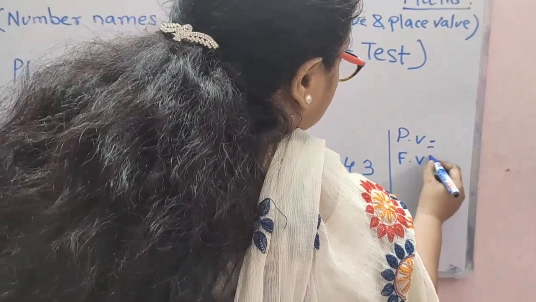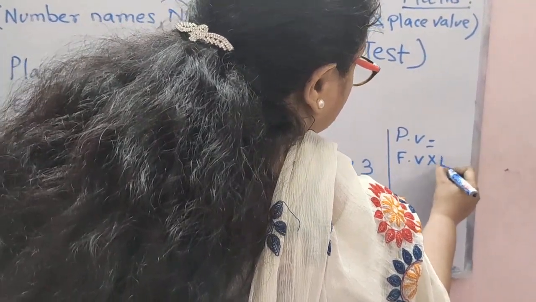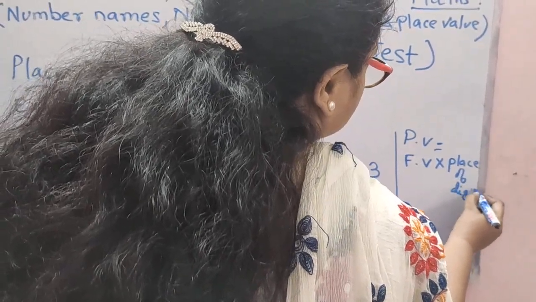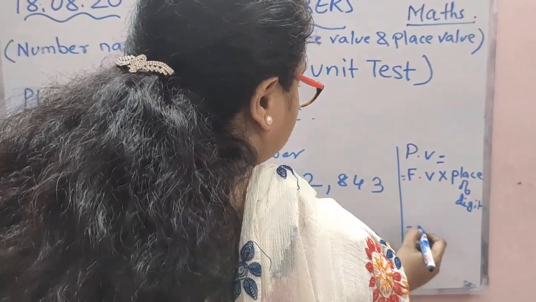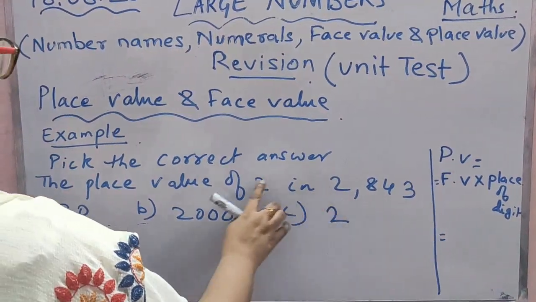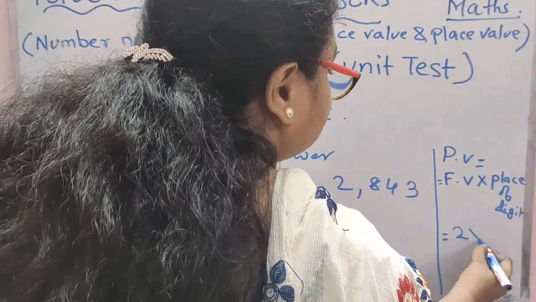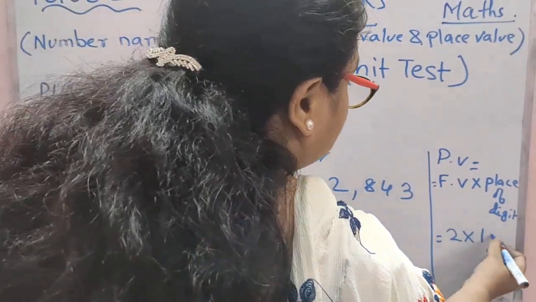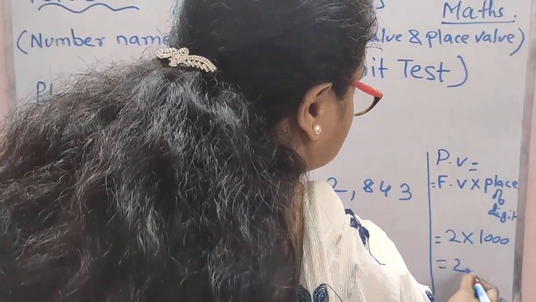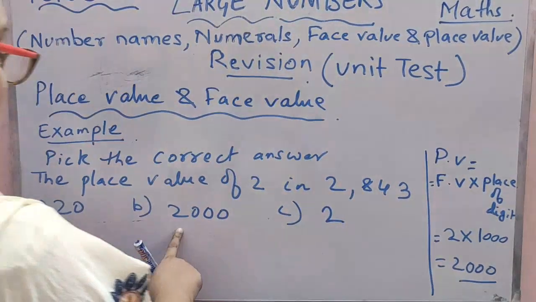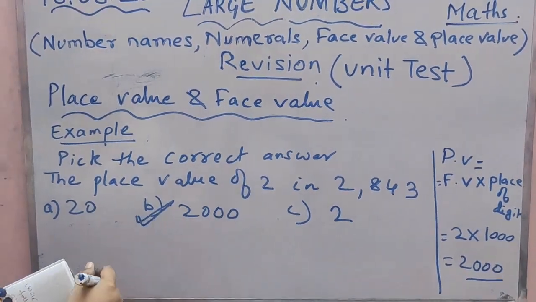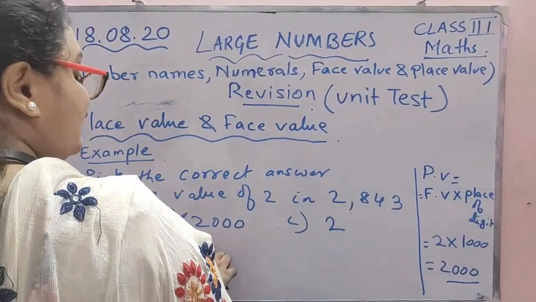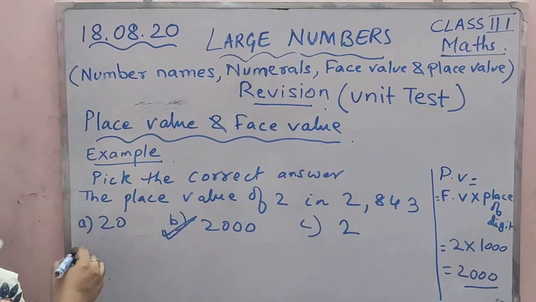Place value is face value into place of the digit. Okay, so what is the face value? Face value of 2 is 2 and place is 1000, ones, tens, 100, 1000. So we will multiply with it. So we will get the answer 2000. So this is your answer. So B is your answer. Okay, so the place value of 2 in this numeral is 2000. Okay. Now we move to the next one.